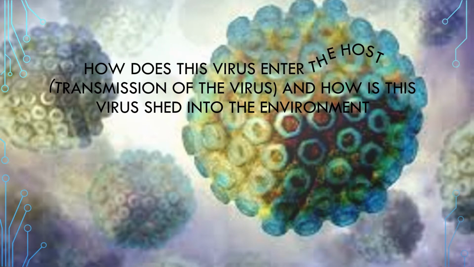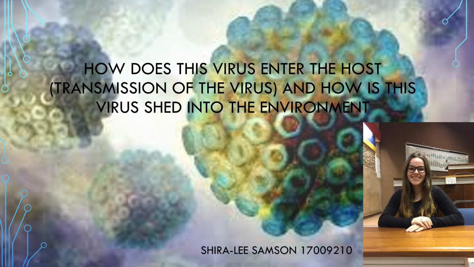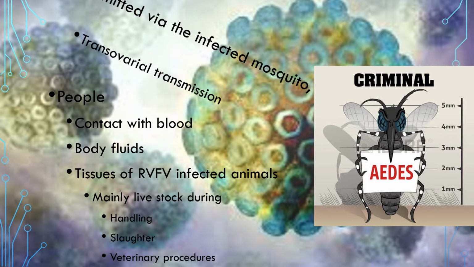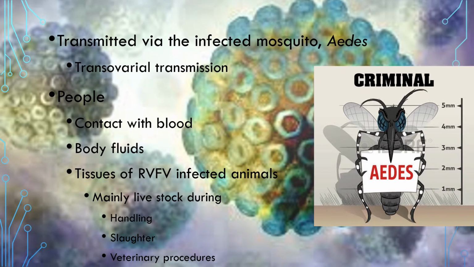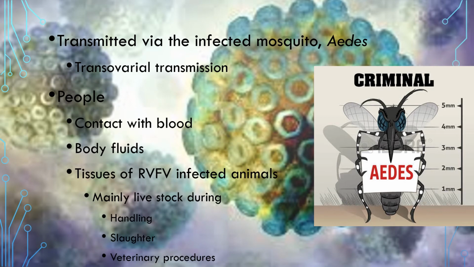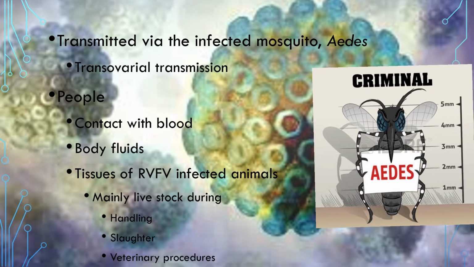How does this virus enter the host, how is the virus transmitted, and how is this virus shed into the environment? Rift Valley fever is transmitted via a vector, the Aedes mosquito. This is known as transovarial transmission. It is also a zoonosis and is transmitted to people who come into contact with blood, body fluids, or tissues of infected animals. This could be as a result of handling, slaughter, or veterinary procedures.